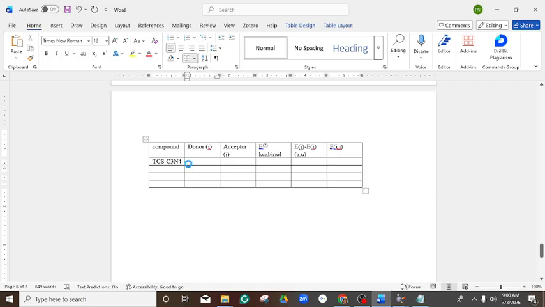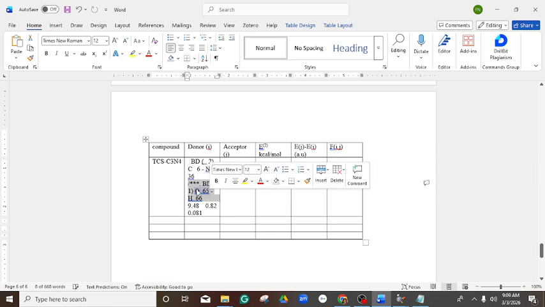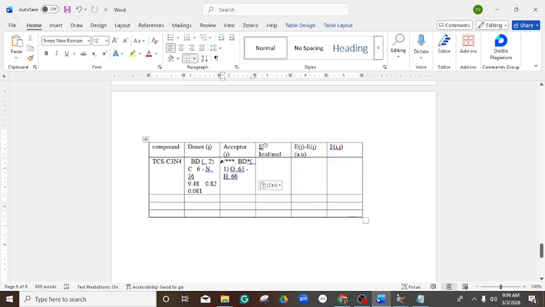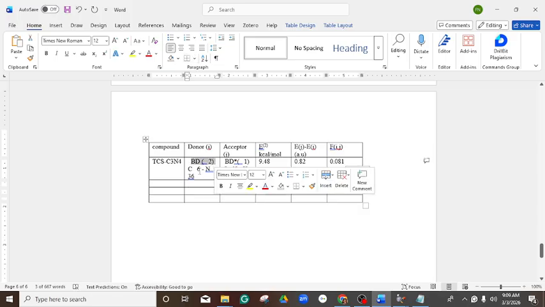We're going to paste it here. Pasting it here, it's not going to look like this. You have to edit it properly. So you have BD2 C6 N36 on the donor side, BD1 asterisk, oxygen 65, hydrogen 66 on the acceptor side, and then we have perturbation energy of 9.48, energy difference of 0.82, and overlapping effect of 0.081. Now for this, we are going to be changing everything. We are not leaving anything like this.